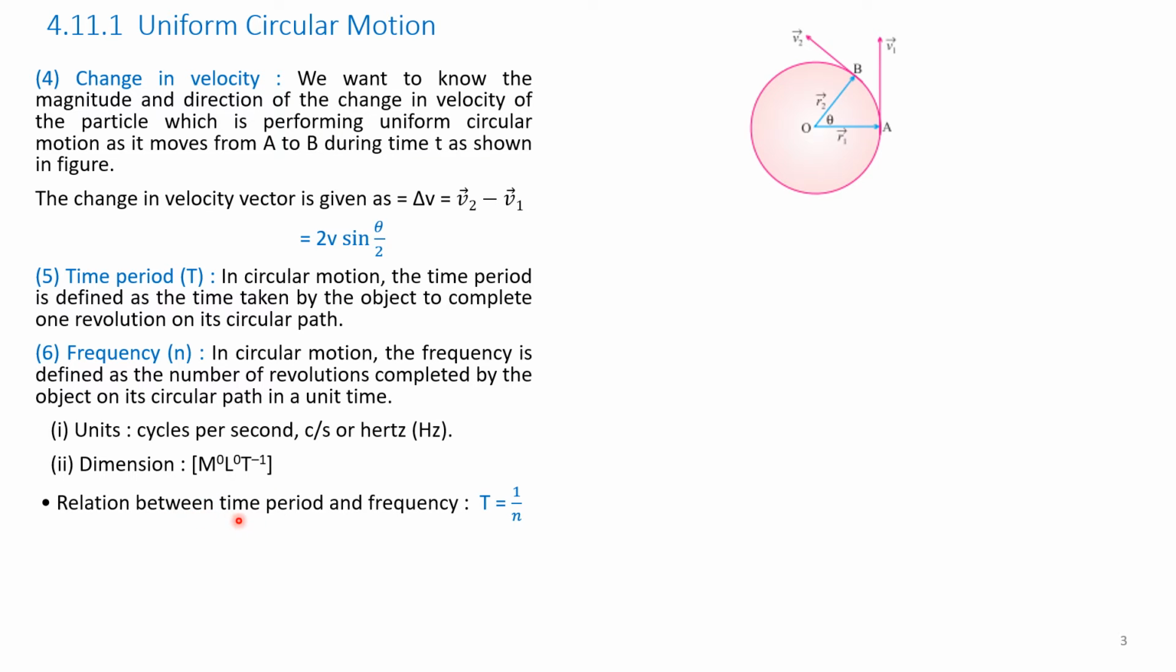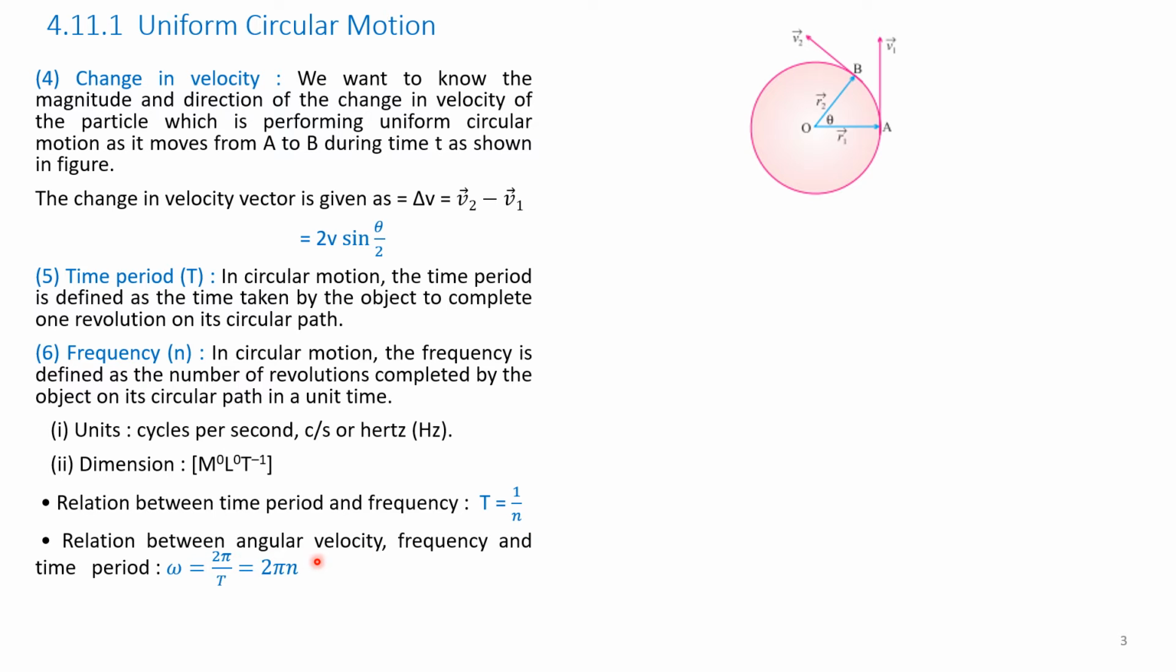Relation between time period and frequency. We know time period is represented by capital T. So the relationship is capital T is equal to 1 by n. Sometimes instead of n we use the letter f also.